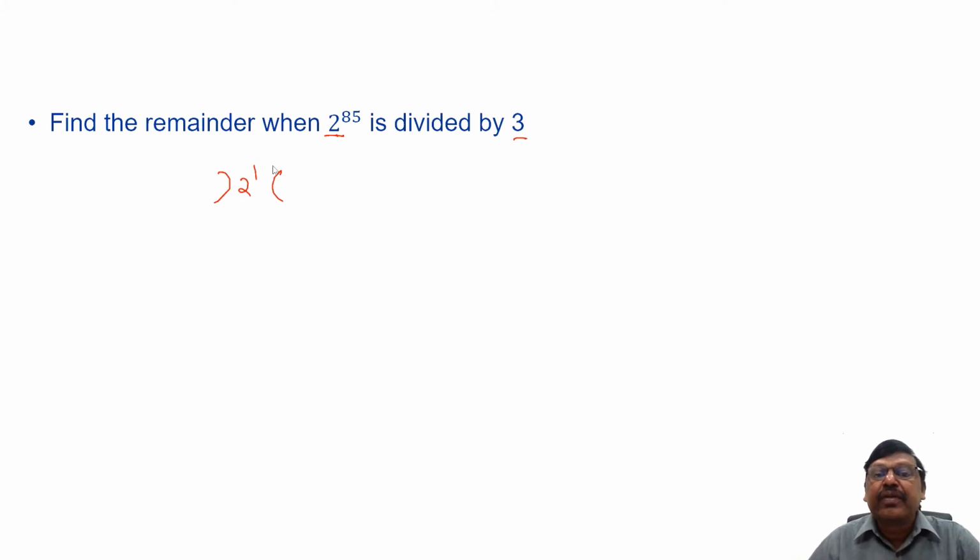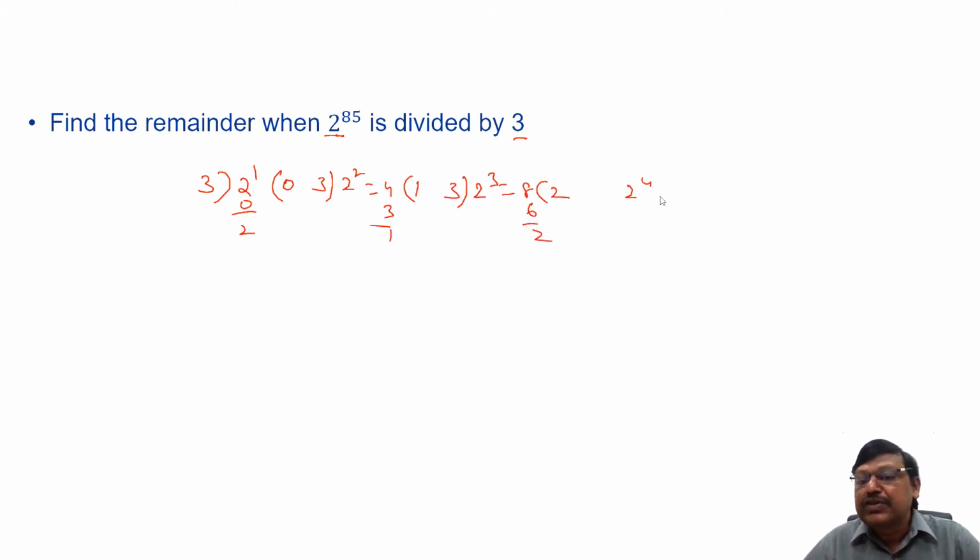2 power 1 divided by 3. 3 ones 3, remainder is 2. 2 square 4 divided by 3. 3 ones 3, remainder is 1. 2 cube 8 divided by 3. 3 2s 6, remainder is 2. 2 power 4, 16 divided by 3. 3 5s 15, remainder is 1. If you observe the pattern, the remainders are 2, 1, 2, 1 coming alternately.